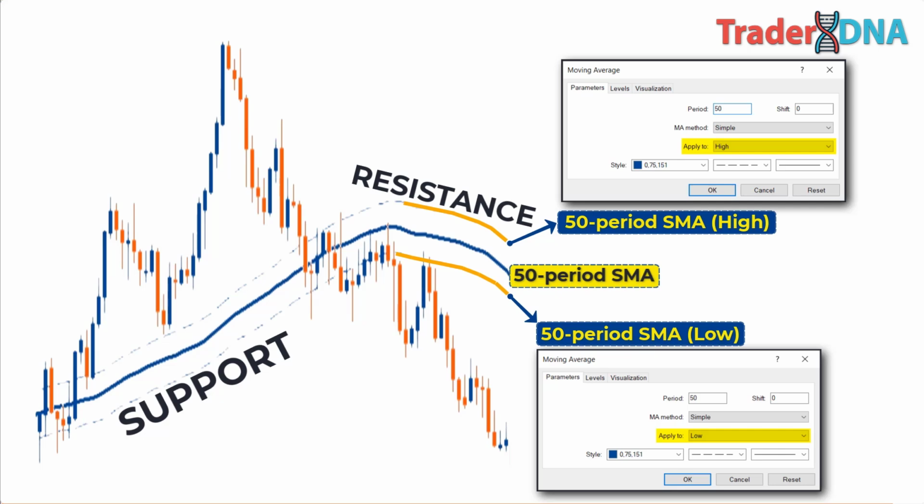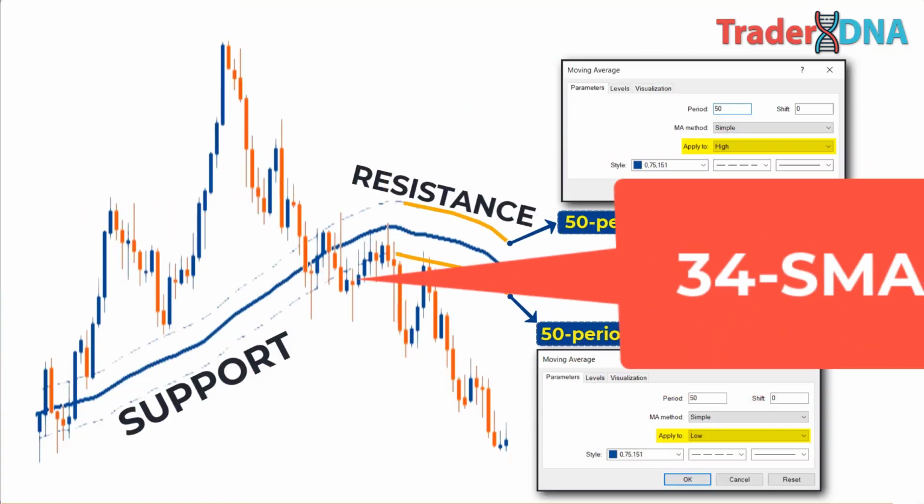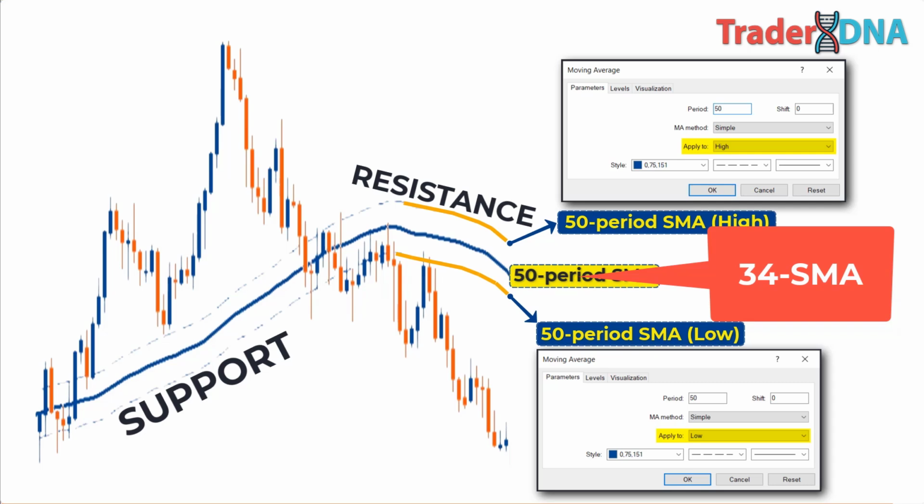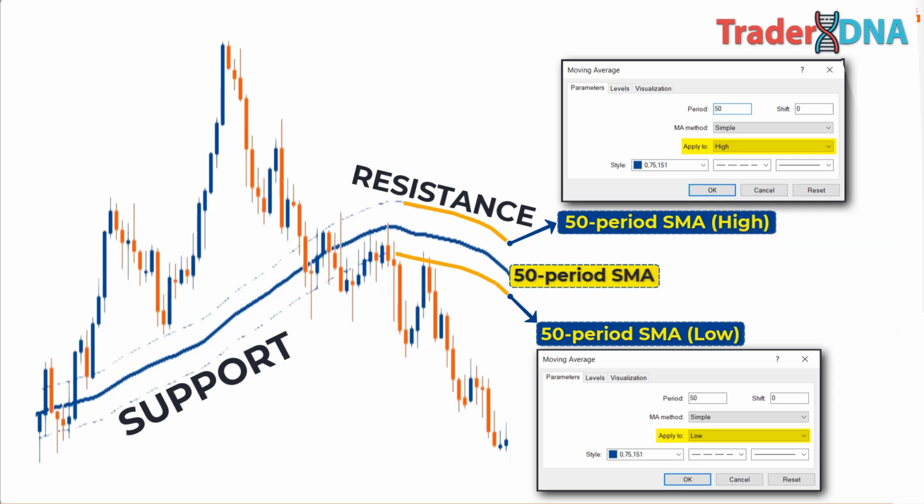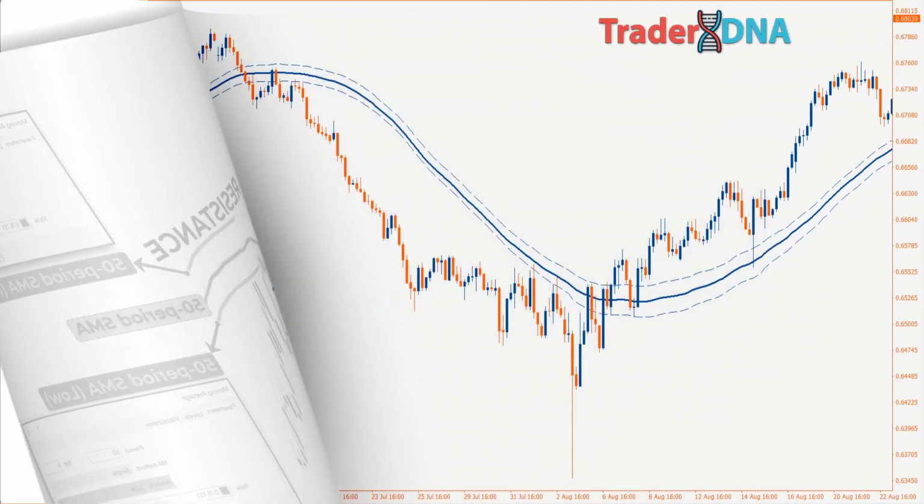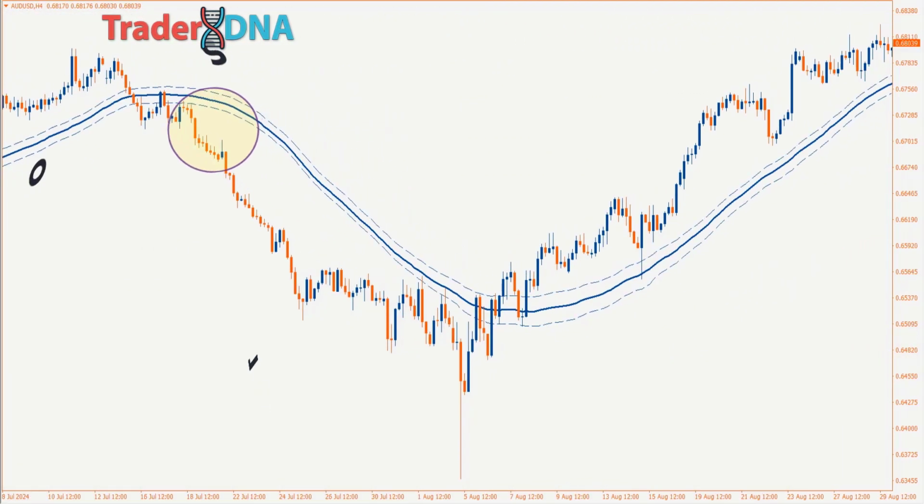If you decide to change the 50-period to, say, a 34-period simple moving average, you'll also need to adjust the high and low settings to match. It's pretty simple, right? Now, I'd like you to check out the effectiveness and accuracy of the Cobra moving average lines in the market. As you can see on this chart, look at cross 1.